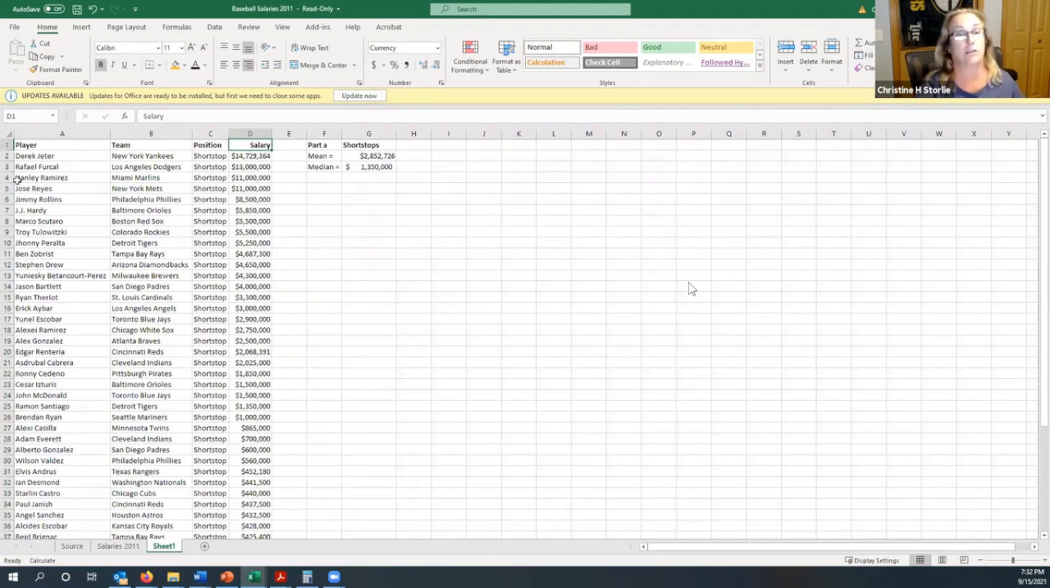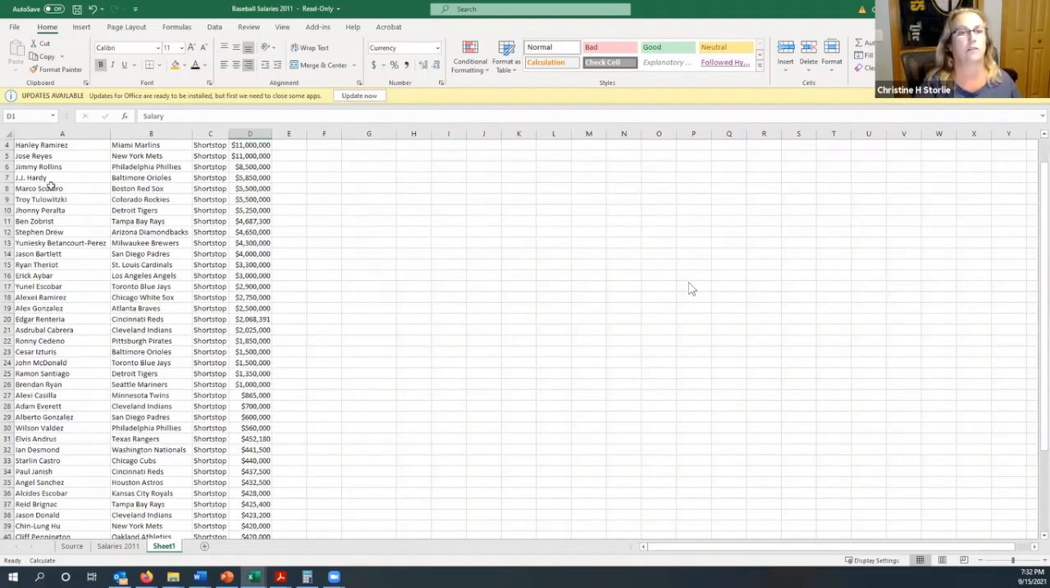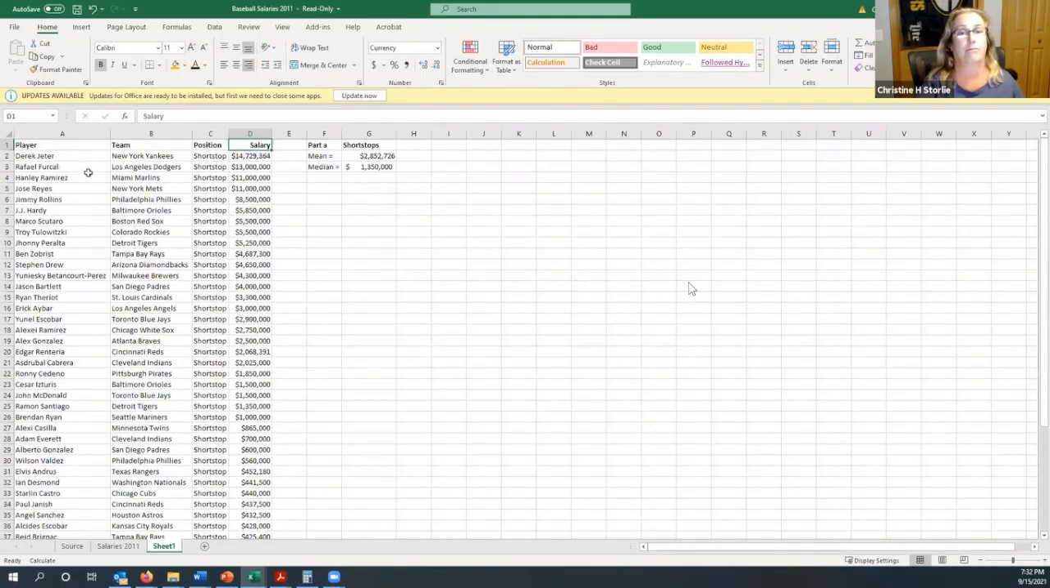Again, this was 10 years ago now. Colby Ramirez, Jose Reyes, Jimmy Rollins, J.J. Hardy. I'm not a big baseball fan, but I even recognize Derek Jeter. Many of you who are baseball fans, probably those were who you were watching when you were little teeny kids.